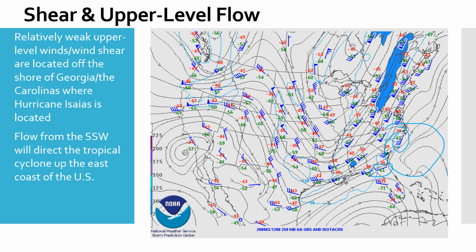Our flow is generally from the south-southwest, so that is the direction that our tropical cyclone is going to take, which basically means it's going to ride up the coast of the eastern United States.